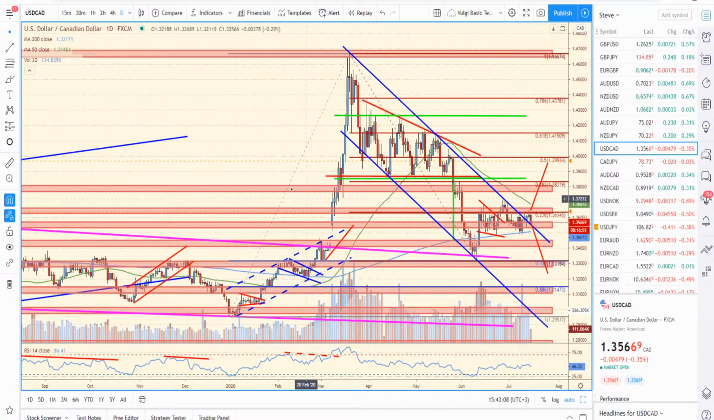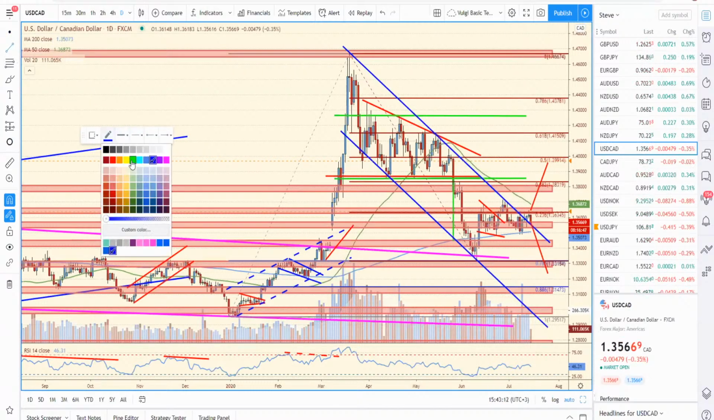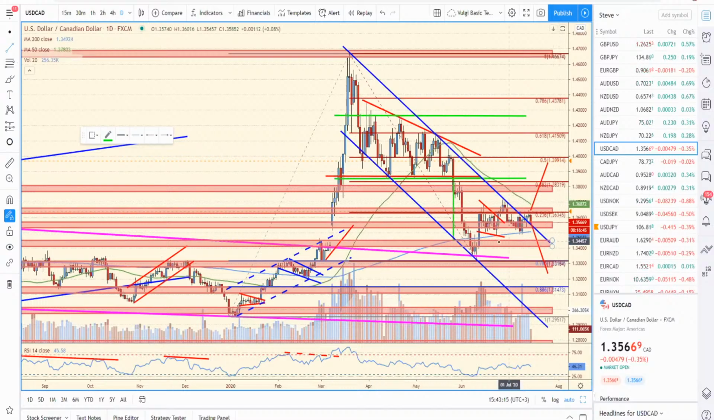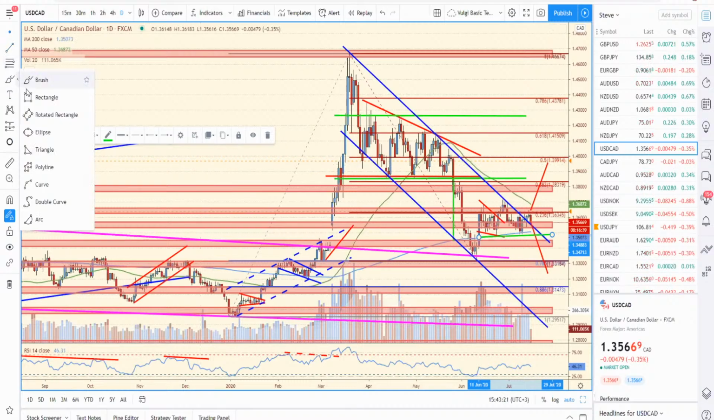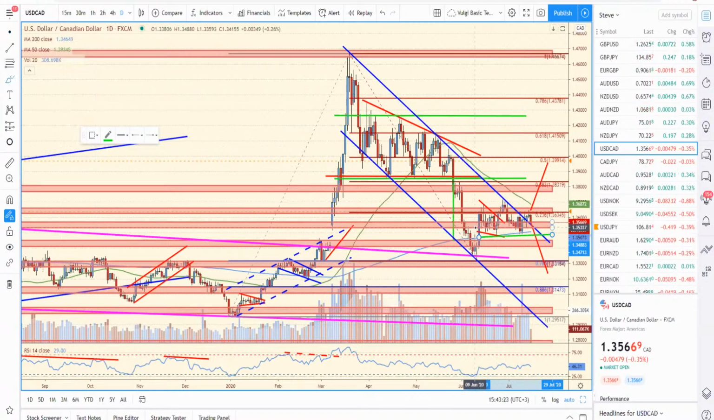And not only that, there is a decent likelihood that the pair is building here some type of head and shoulders formation, right? Shoulder, head, shoulder.